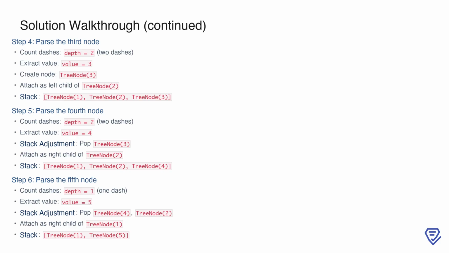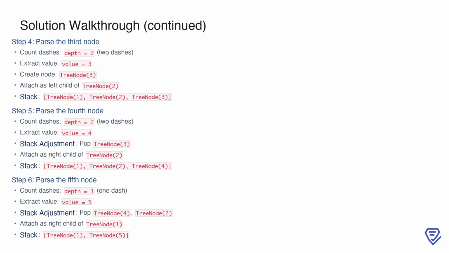Moving on, we parse the third node. Here, there are 2 dashes, so the depth is 2. The value extracted is 3, and we create another tree node. This node is attached as the left child of tree node 2, the current top of the stack. We then push tree node 3 onto the stack.